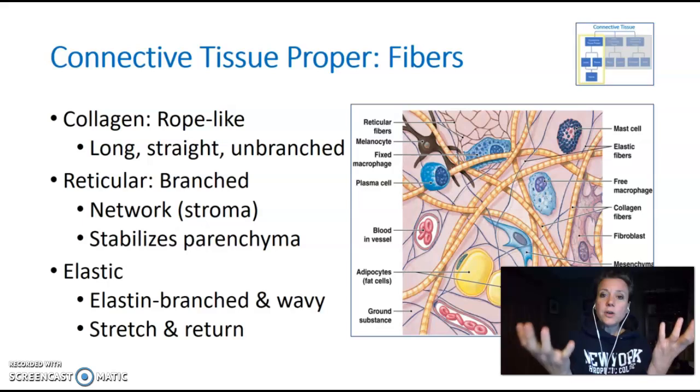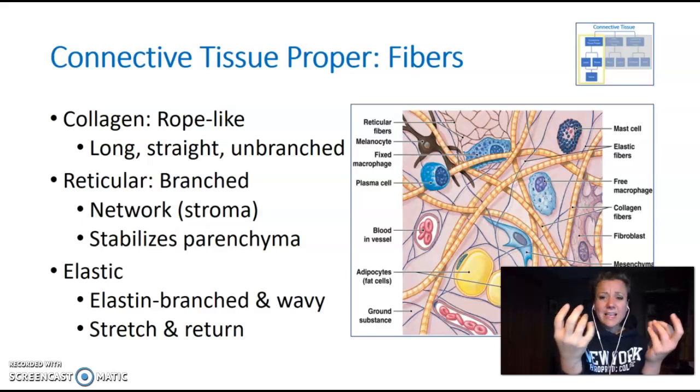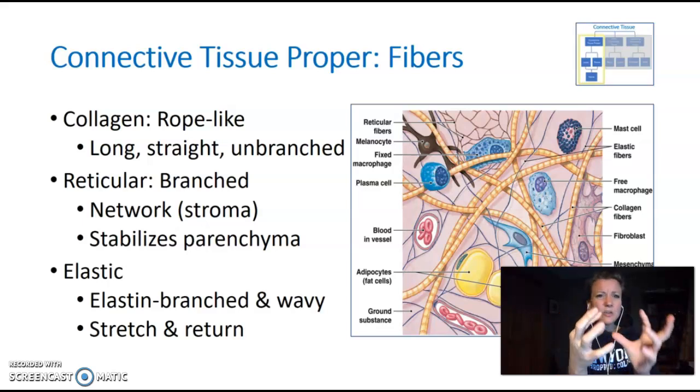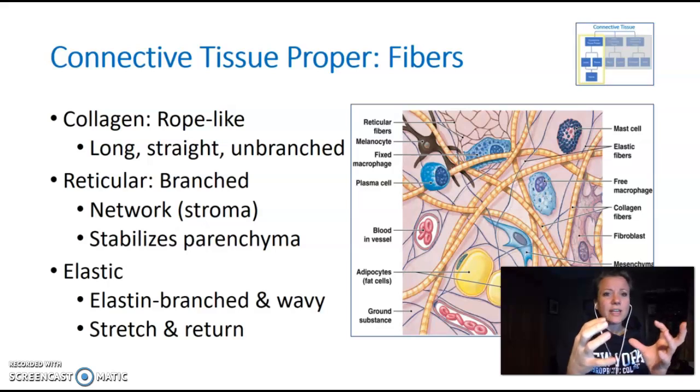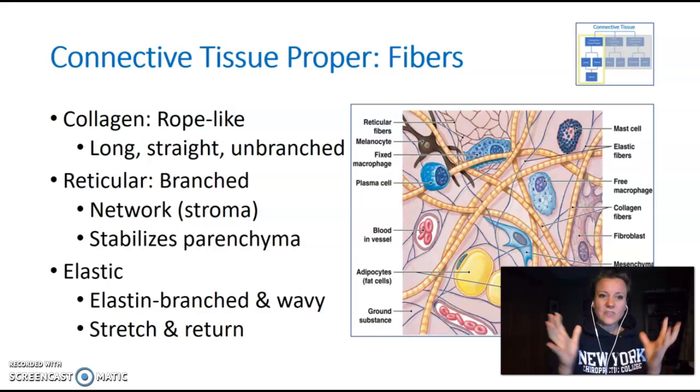That's kind of like what reticular tissue that has reticular fibers in it feels like. It's movable and it's liquid, and yet it all stays together like a solid. So it's kind of an enigma and kind of cool to think about. And then our last type of fiber is an elastic fiber. Elastic fibers have stretch and recoil, similar to a rubber band.